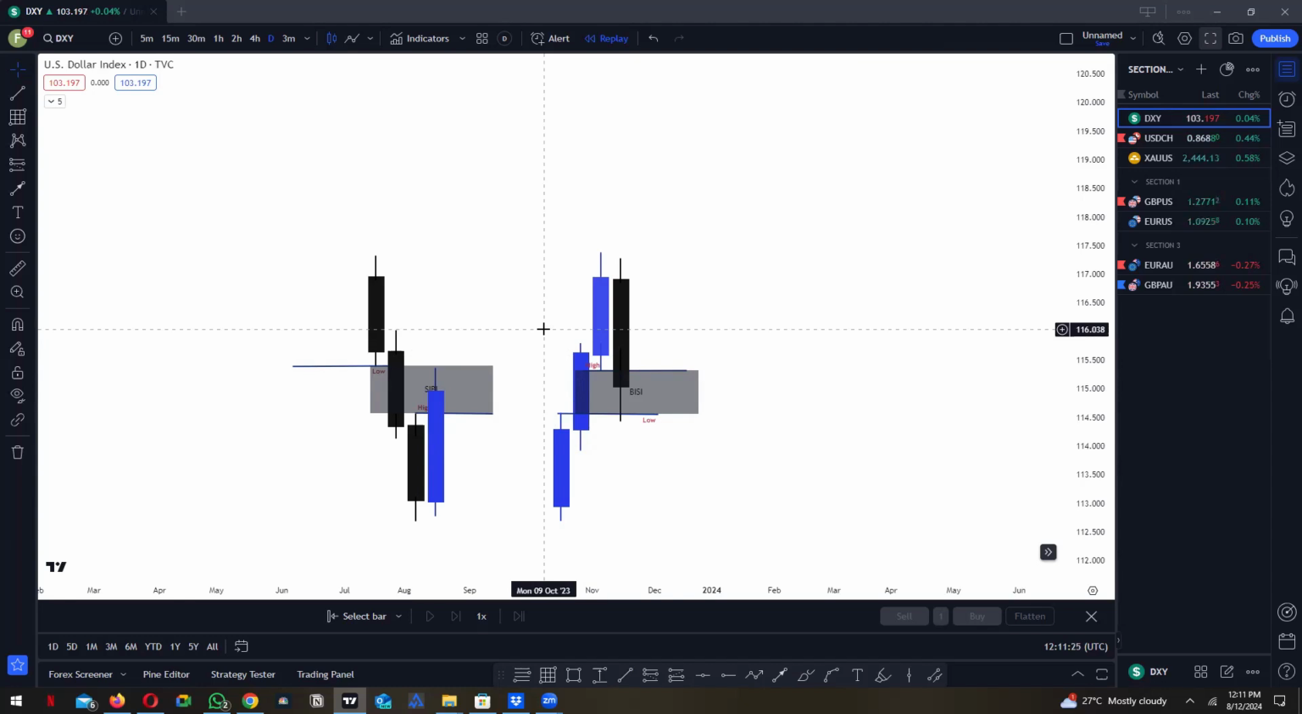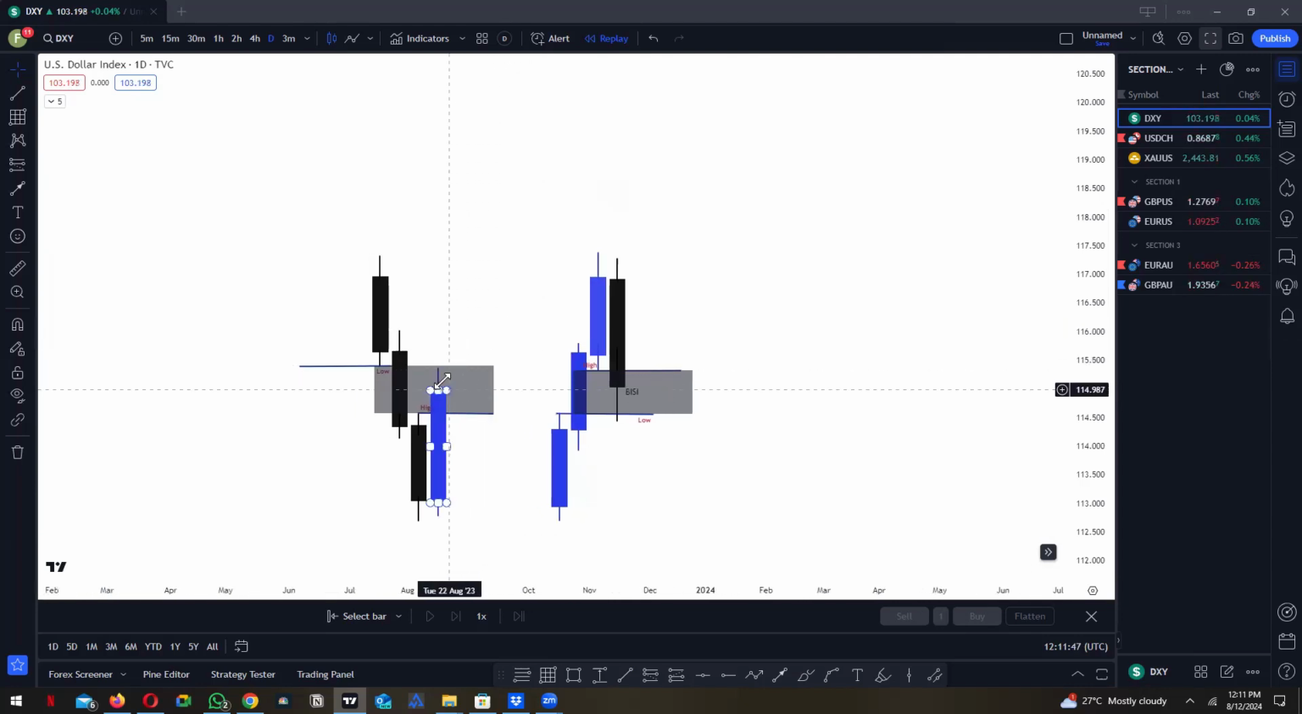An inversion fair value gap is when price invalidates a fair value gap to the upside when we are in a bearish trend, and when price invalidates a bullish fair value gap to the downside when we are in a bullish trend. So let's take a live example.